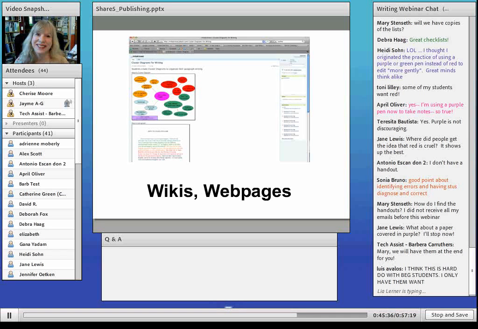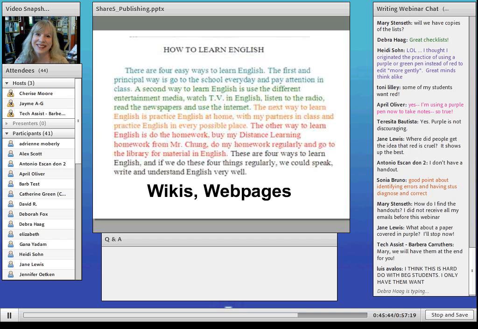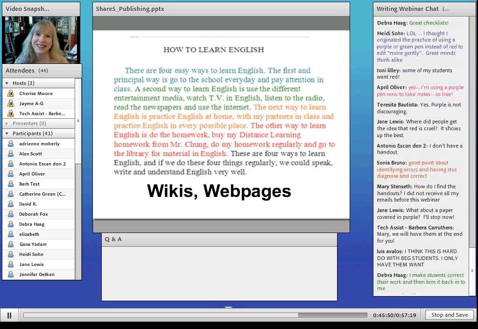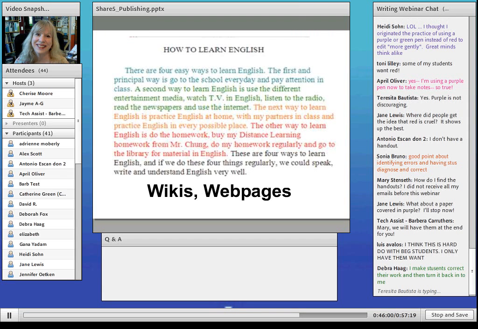So one of the ways that you can publish your students' work is to start a class wiki and make sure that students are able to put their work in the wiki. Or if you have a web page at your school, that's a great place to publish their writing. This is an example from Barry Bakeen. He's got different colors for each student who's written. So they've basically done sort of a round table writing on how to learn English.